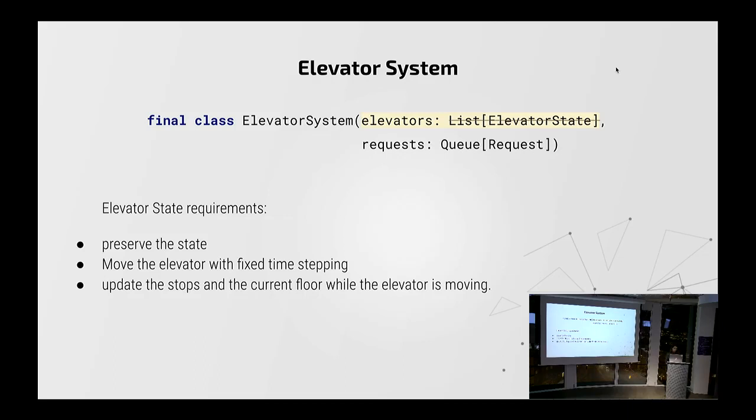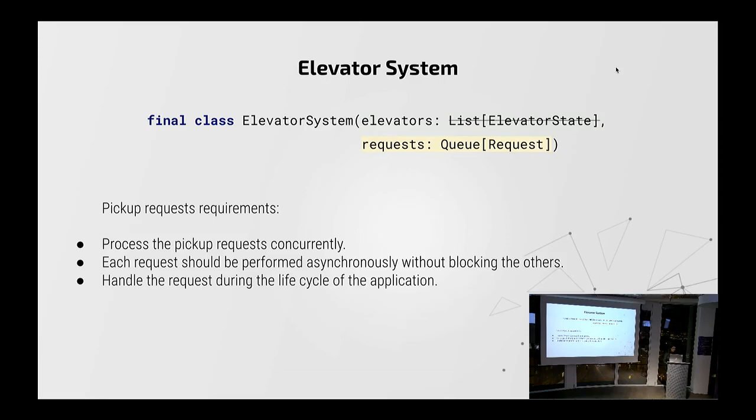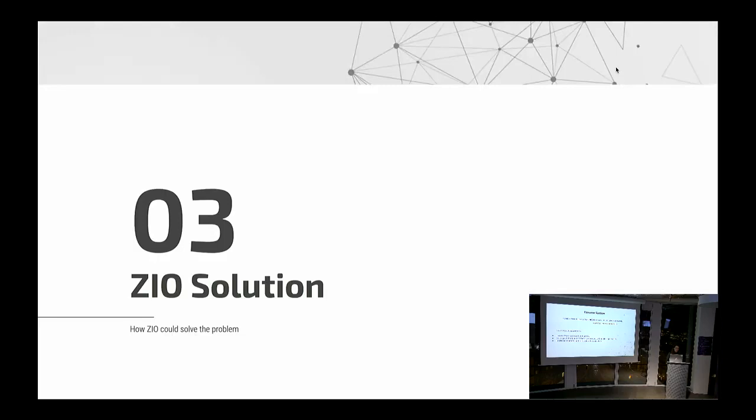And for requests, we want to process these requests concurrently, and we shouldn't block any other request. And we should handle the requests during the life cycle of the application. We should customize a queue, actually, to make it work like this. But it wouldn't be an easy step. Let's see what already exists in Scala libraries like ZIO, and now we can see how we could solve this using ZIO.